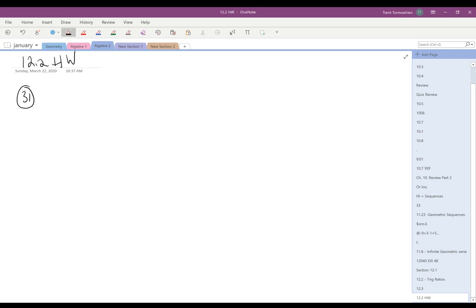Okay, so for this problem, number 31 from the homework of 12.2, this talks about the Pythagorean identities. And these turn out to be some of the most important identities in all of trigonometry and will get used over and over and over again.